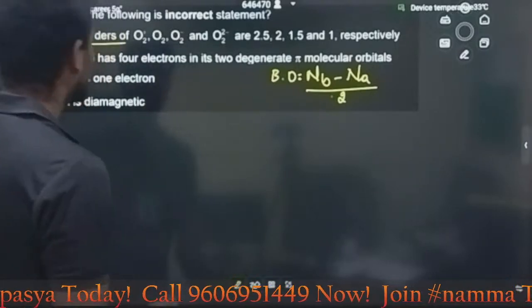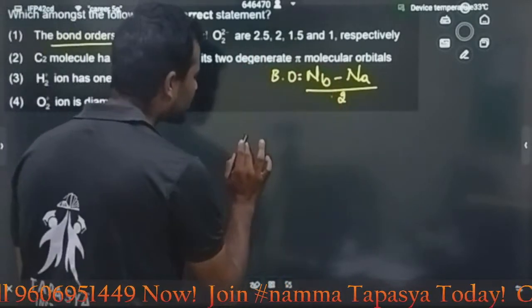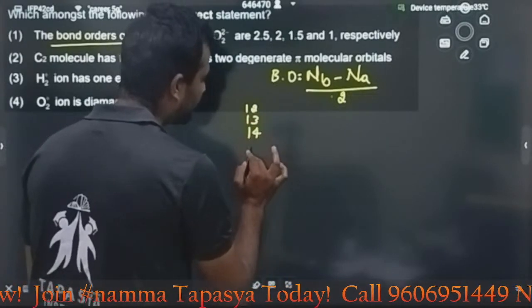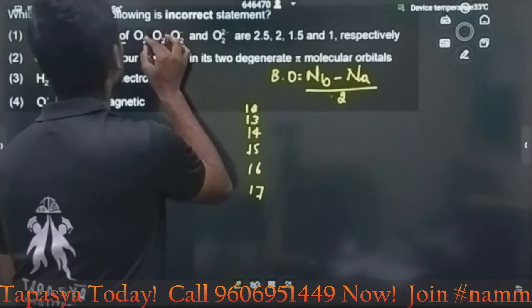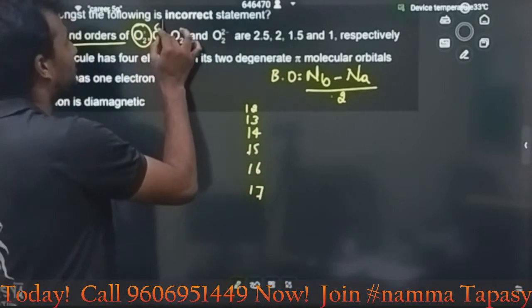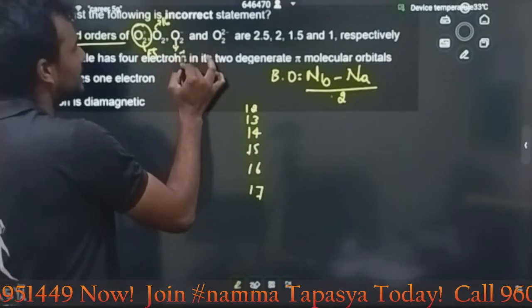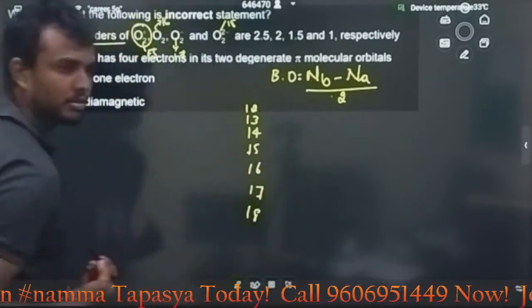My dear students, look here. Here they give the bond orders respectively, very simple. Instead of calculating using this, we have one trick now: 14, 13, 12, 15. You write the values from a few values. Here O2, O2 means 16 electrons, O2 plus means 15, this one contains 17, and this one contains 18. Okay, up to 18 you need to write.